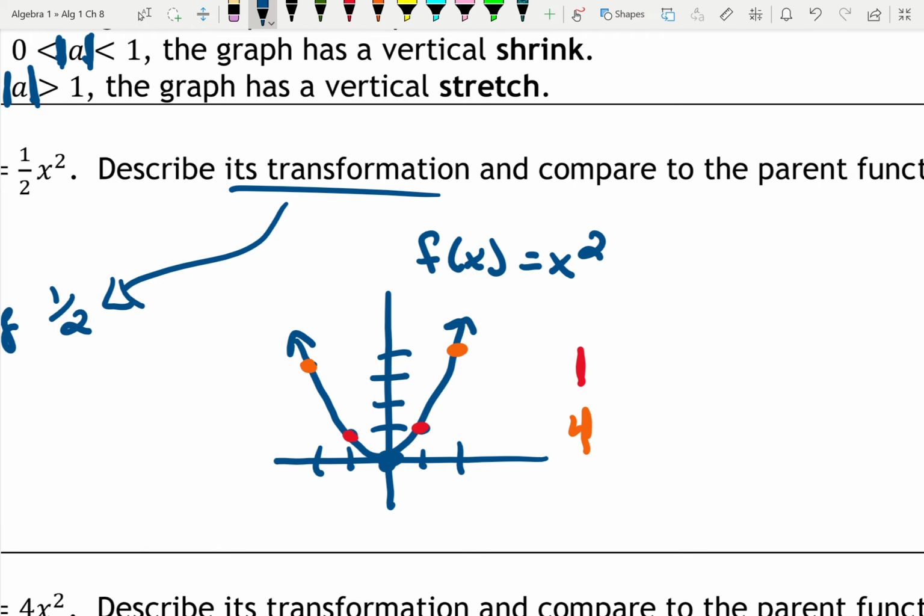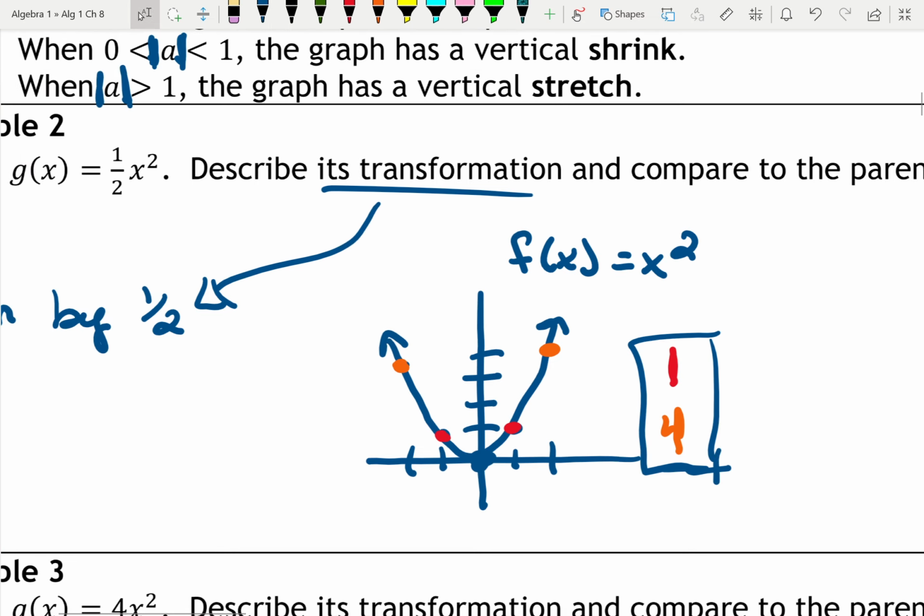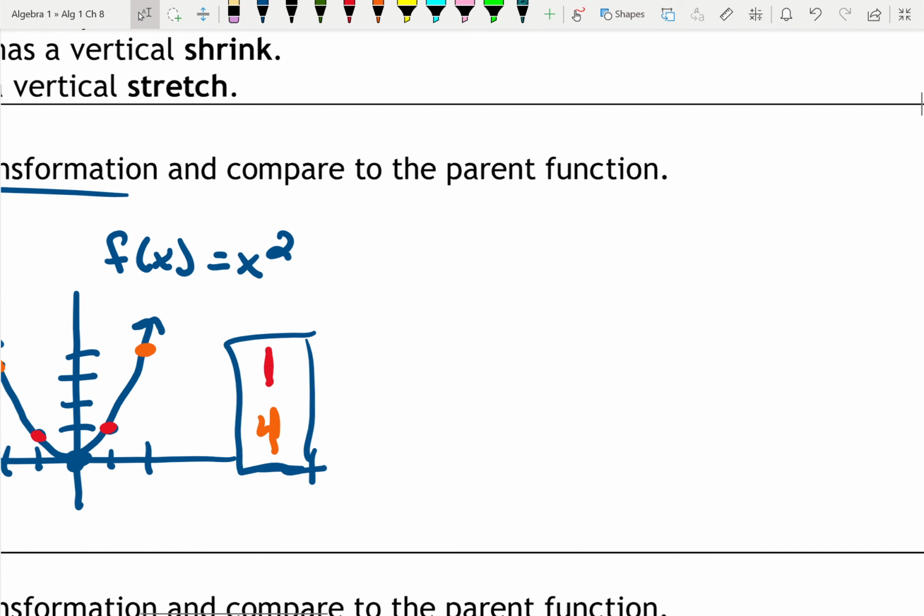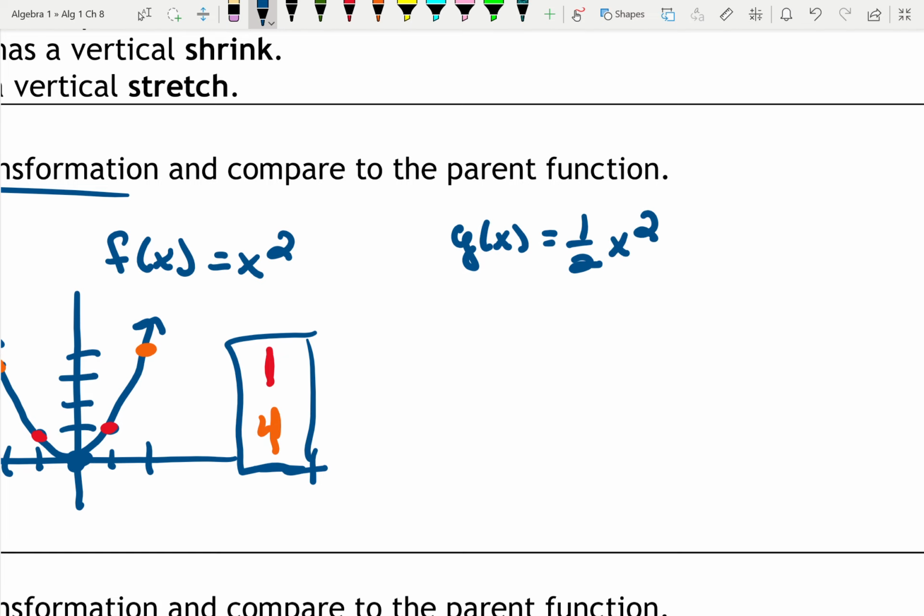This number 1 and 4 is going to be really useful because in our graph that we're about to do, we have a vertical shrink. So the verticalness is half of what it should be. So let's graph g of x equals 1/2 x squared. And I'm going to do this without a t-chart.